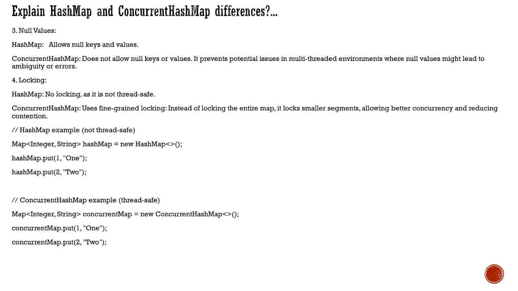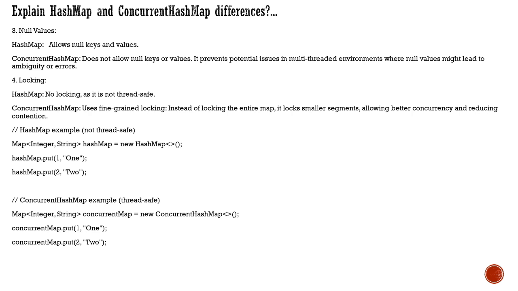Now, null values. When you compare with the HashMap, it allows null key and value, but ConcurrentHashMap will not allow null key and value, because in a multi-threading environment the null might lead to certain exceptions, and there may be a big problem, right?